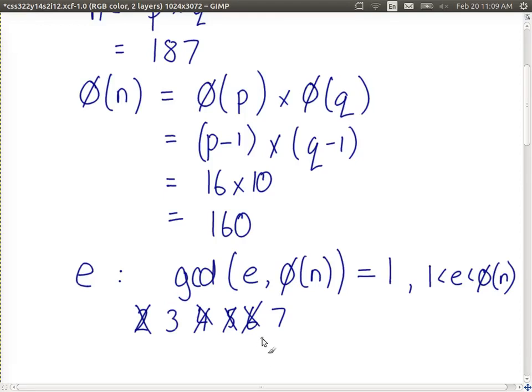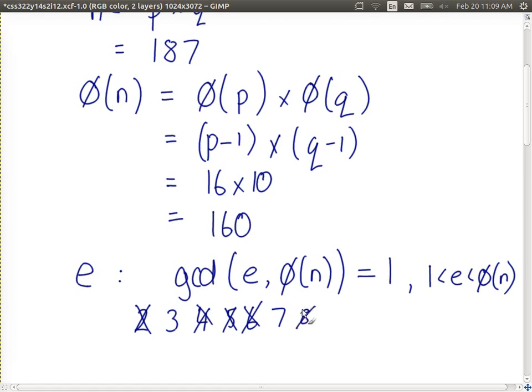Can 160 be divided by 7? So is it relatively prime with 160? Yes, okay, so 7 is okay. So we could have E is 7. We'll say how we select later.